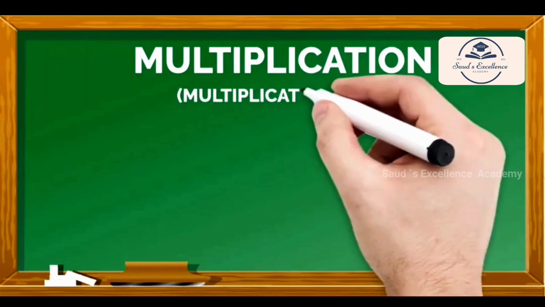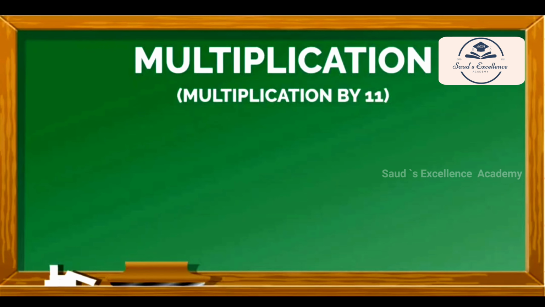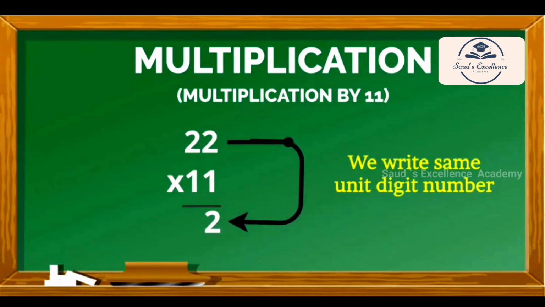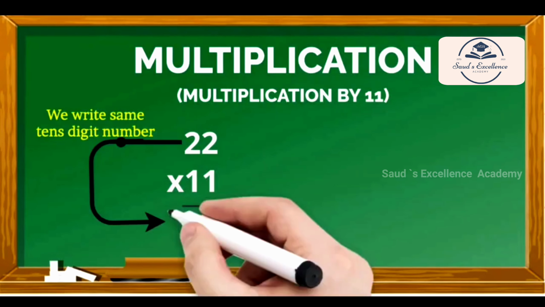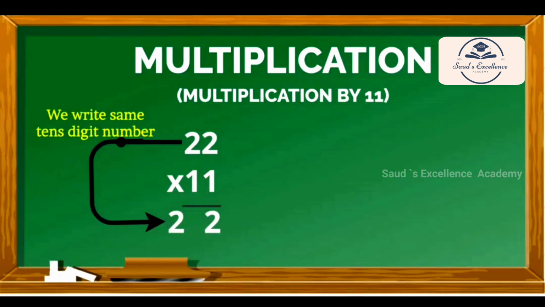Today, we are going to learn how to multiply with 11. Let's start with an example like 22. Multiply by 11. We write same unit digit number 2 as it is. We write tens digit number 2 as it is.